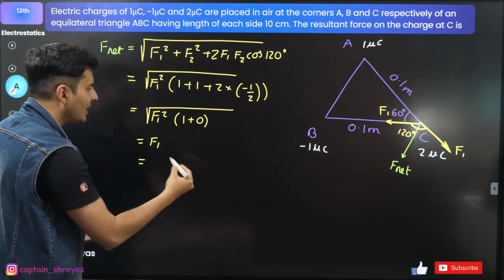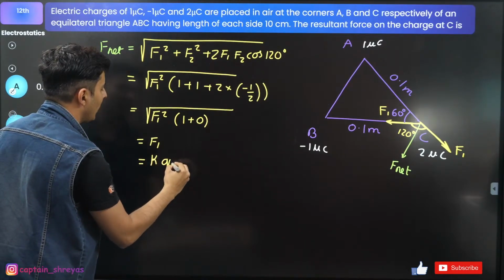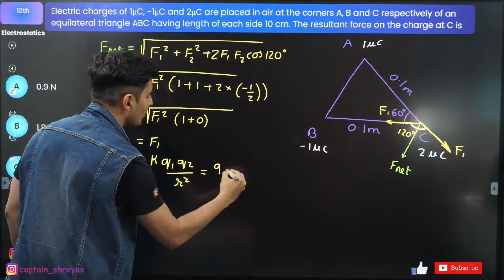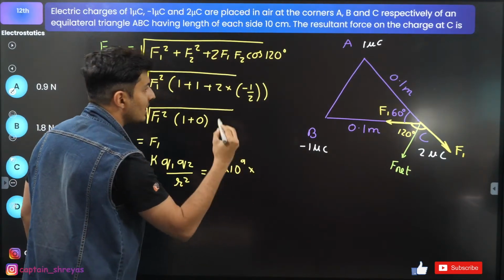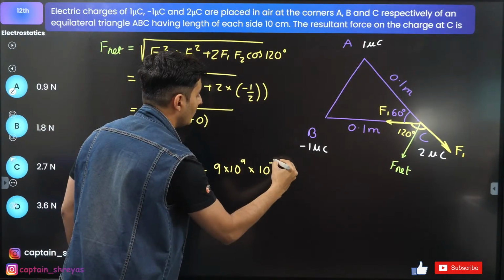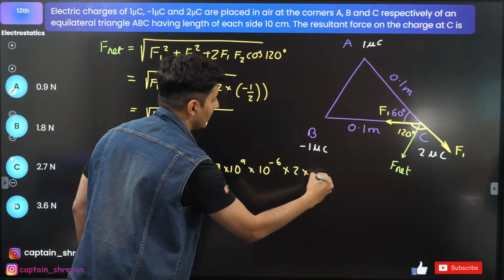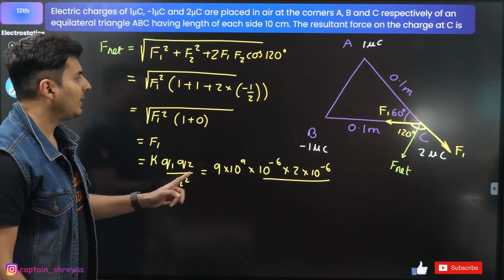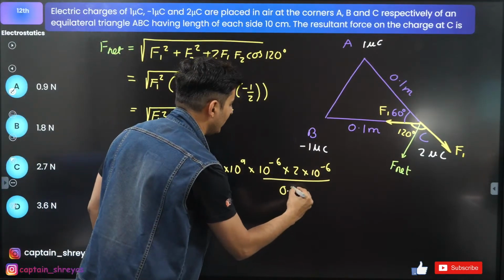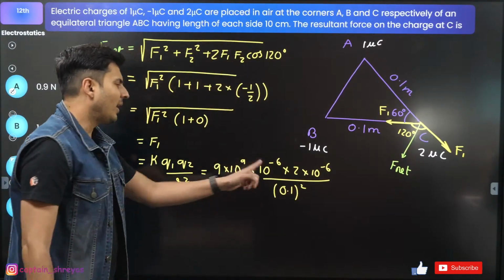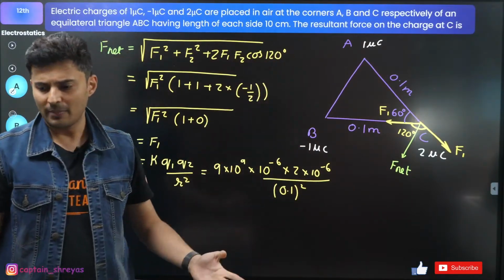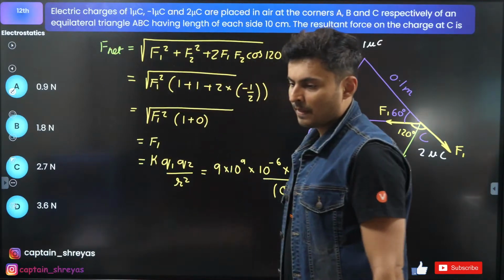And what is F1? It is nothing but K Q1 Q2 divided by R square. Use that formula. So 9 into 10 to the power 9. Charge 1 is 1 microcoulomb. Charge 2 is 2 into 10 to the power minus 6. So that's coulomb. And divided by distance. Distance is basically 0.1, so whole square. Why is this minus 6 power coming? Because it is a microcoulomb charge. Now do the math. You are going to get it.